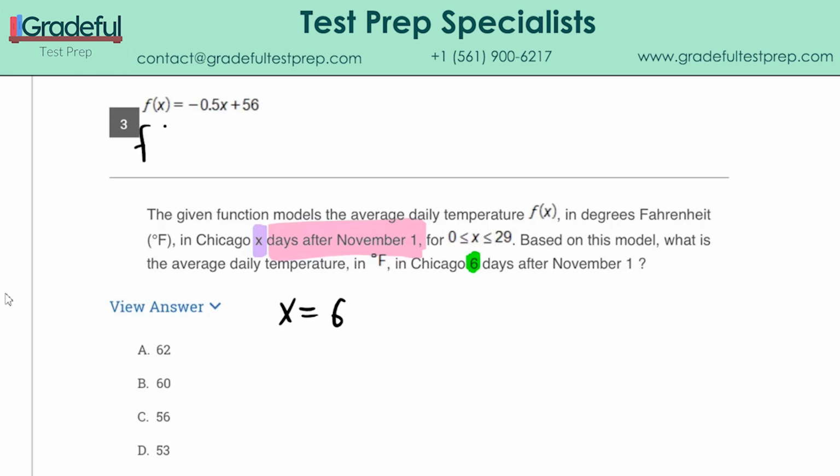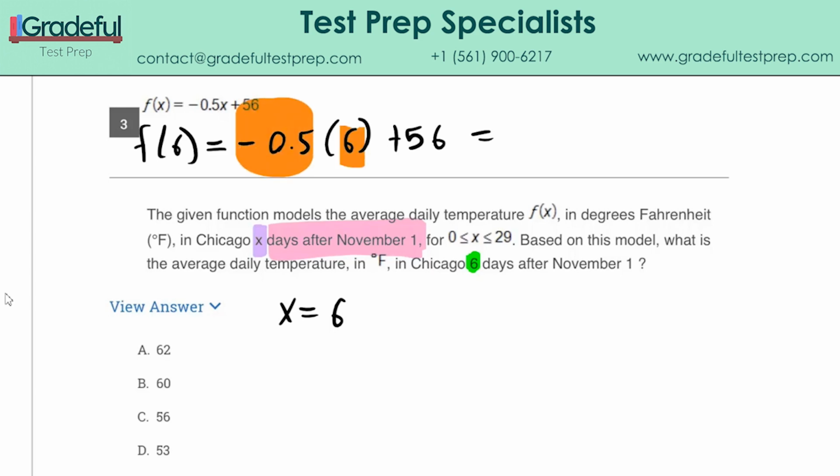So we're just going to go ahead and plug 6 in for x, f of 6. And that's negative 0.5 times 6 plus 56. And so this right here is negative 1/2 times 6. And half of 6 is 3, so negative 1/2 times 6 is negative 3. So we have negative 3 plus 56. And that's 53. D for number 3.